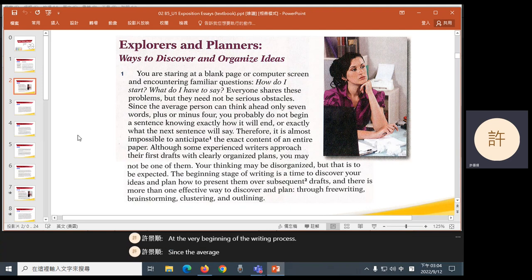Since the average person can think ahead only 7 words, plus or minus 4, you probably do not begin a sentence knowing exactly how it will end or exactly what the next sentence will say. Therefore, it is almost impossible to anticipate the exact content of an entire paper. These two sentences explain the previous sentence. The previous sentence says everyone has this problem. Why? These two sentences explain it's because of the human brain. We can't learn everything in advance. So it's impossible to know exactly what we are going to say. Therefore, everybody faces some kind of this problem. What do I say? How do I say it?